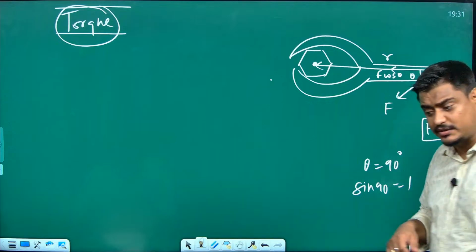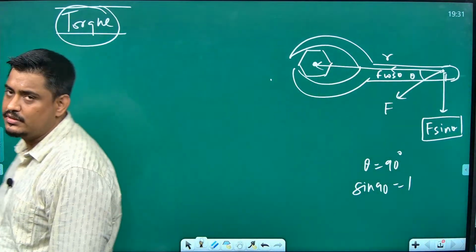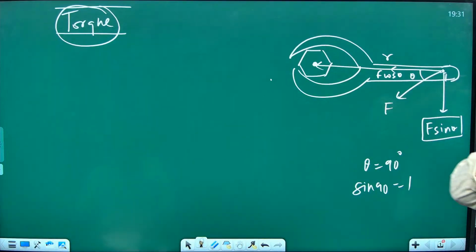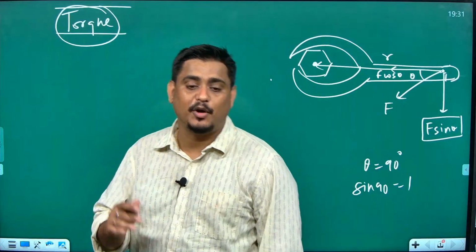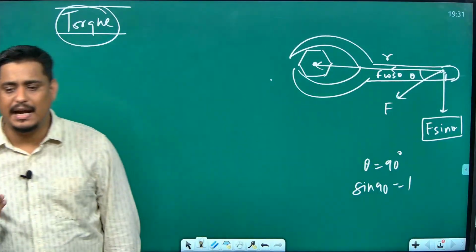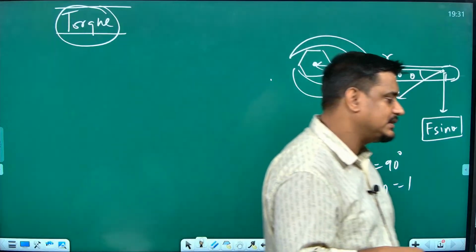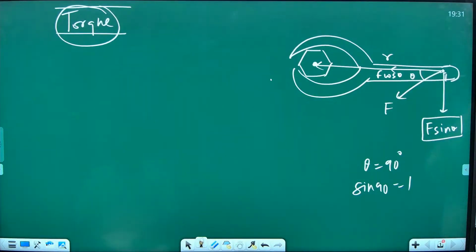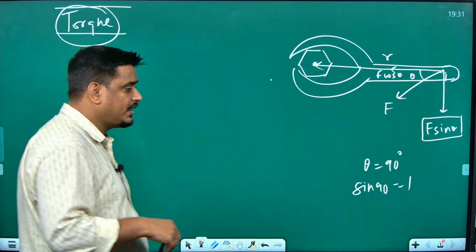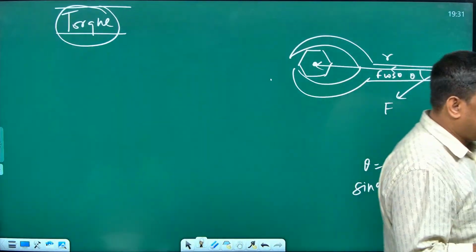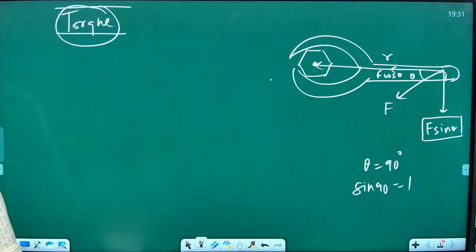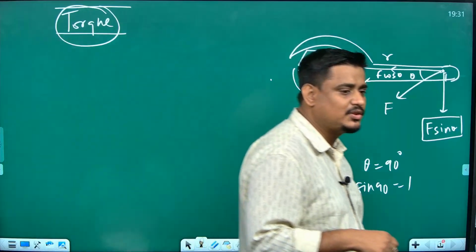It is the cross product of force and displacement. It is the cross product of force and, not displacement, perpendicular distance. Cross product of force and perpendicular distance of the force from the axis of rotation.